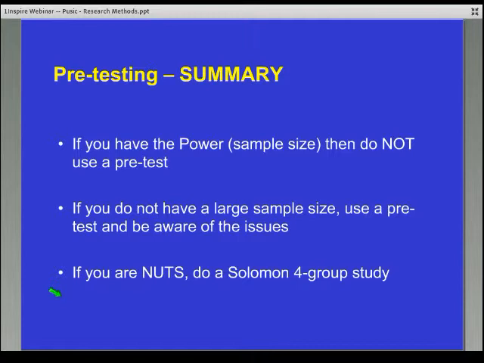And so in terms of pretesting, the summary, my take, is that if you have the sample size, then do not use a pretest, and power your study to use just the post-test as your definer of whether there will be a difference or not. If you don't have a large sample size, then use the pretest, but be aware of the issues and report cautiously on the possibility that there's an interaction between the pretest and your intervention. And if you're really using one, a Solomon four-group study solves this, but it's a complicated, difficult design, so just be careful with that.